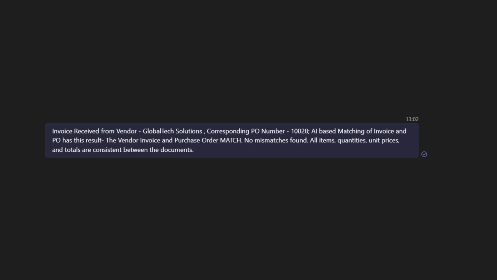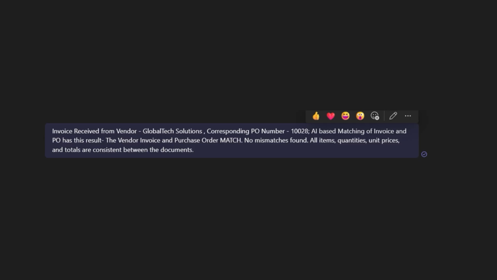As you can see in this Teams chat box, we have the message: invoice received from vendor Global Tech Solutions, corresponding PO number 10028. AI-based matching of invoice and PO has this result: the vendor invoice and purchase order match. No mismatches found. All items, quantities, unit prices, and totals are consistent between the documents. So this is how this workflow works.